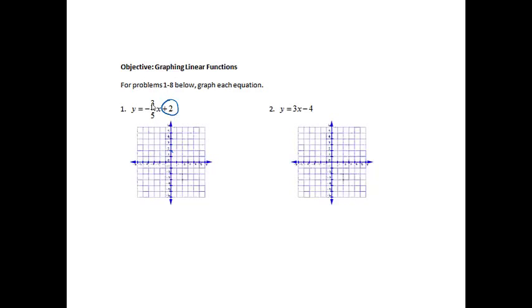And then from here I'm going to follow my slope. My slope is negative 3 over 5, so from here I'm going to go down 3 and then run to the right 5. And I'll put another point there, and now I just need to connect those 2 points. And I am putting arrows on the ends.